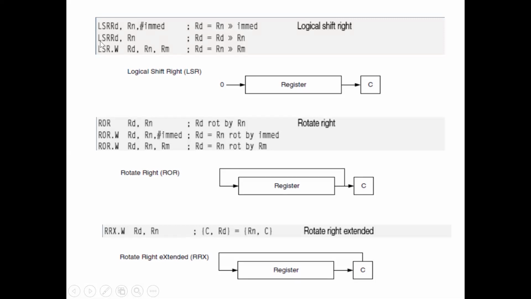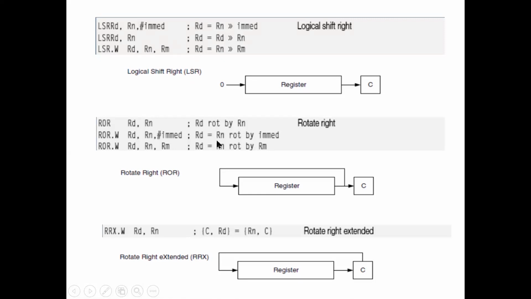Then next instruction is LSR Rd, Rn. The number of times you are going to logically shift right will be present in Rn, and it will be operated with the content of Rd. Result will be stored back in Rd. Next instruction LSR.W Rd, Rn, Rm. The content of register Rn will be logically right shifted the number of times present in Rm. Result will be stored in Rd.